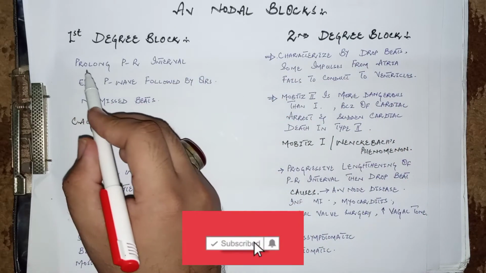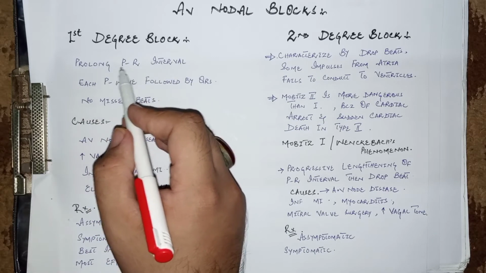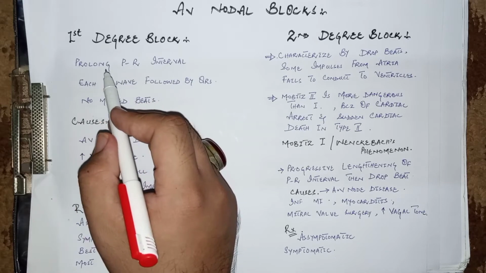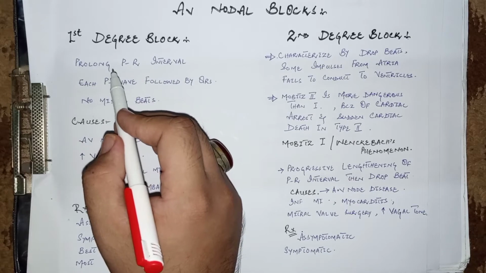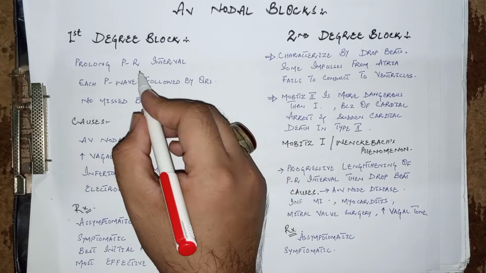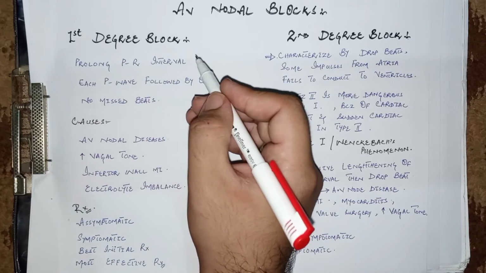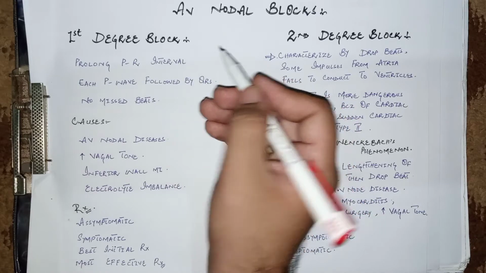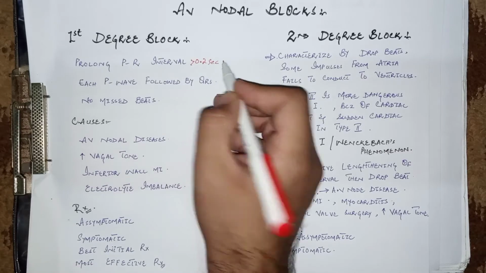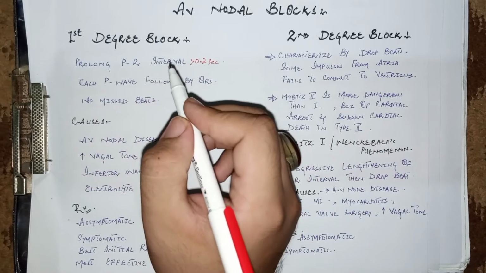It is characterized by a prolonged PR interval. As we know, the PR interval in the ECG shows the delay in the AV node. But in this case, due to a defect in the conduction system or due to blockage, there is a prolonged PR interval. The normal range of the PR interval is from 0.12 second to 0.2 second, that is 3 to 5 small boxes. But in the first degree AV nodal block, it is more than 0.2 seconds, that is more than 5 small boxes, due to the conduction defect.